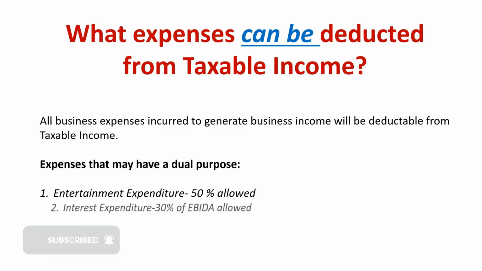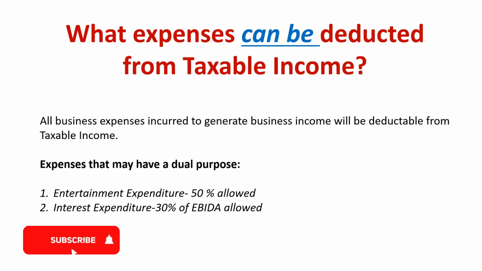Second is interest expenditure. Net interest expense is allowed up to 30% of EBITDA. EBITDA is earnings before interest, tax, depreciation and amortization. Any interest expense which exceeds 30% of EBITDA may be carried forward and utilized in the subsequent 10 tax periods.